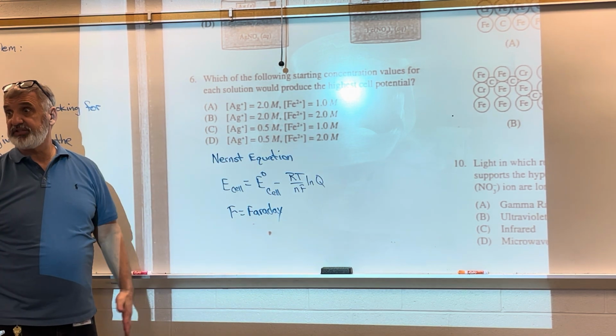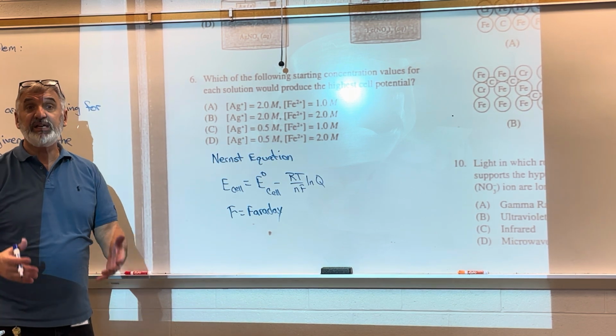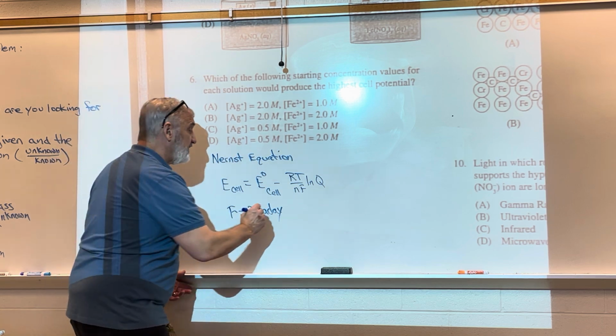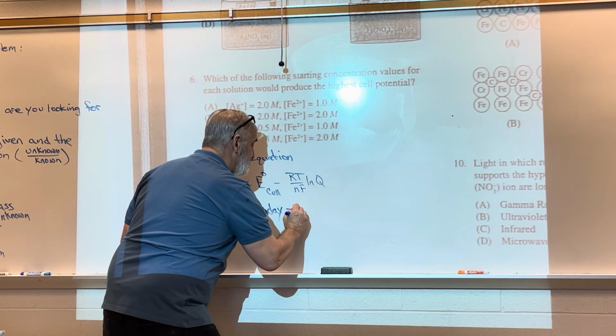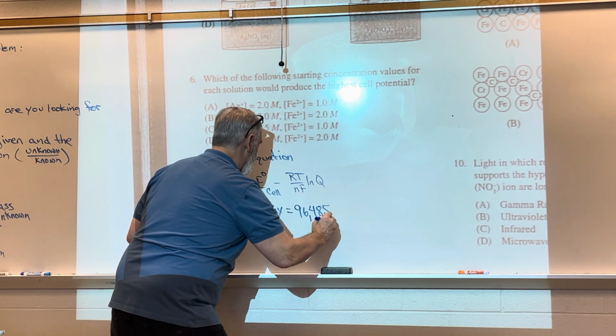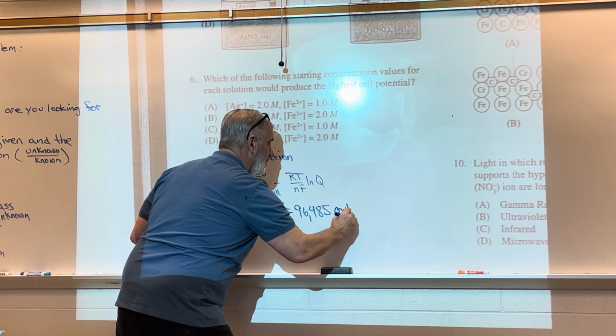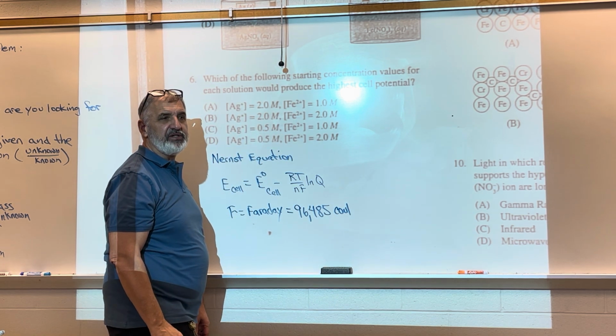Like a Faraday cage. Okay, all about electricity. It's a constant. It's given in your equation sheet. It's equal to, most people just say 96,500, but it's 96,485 coulombs.